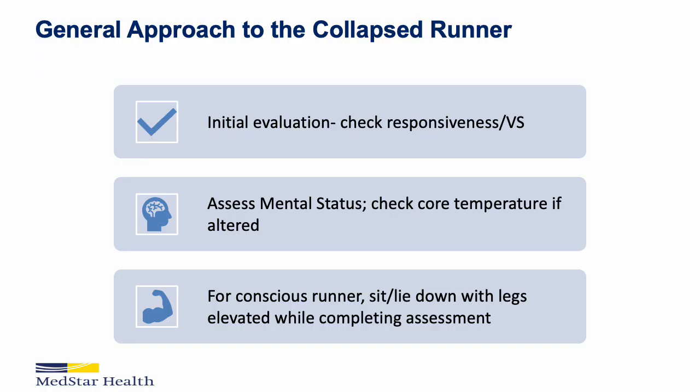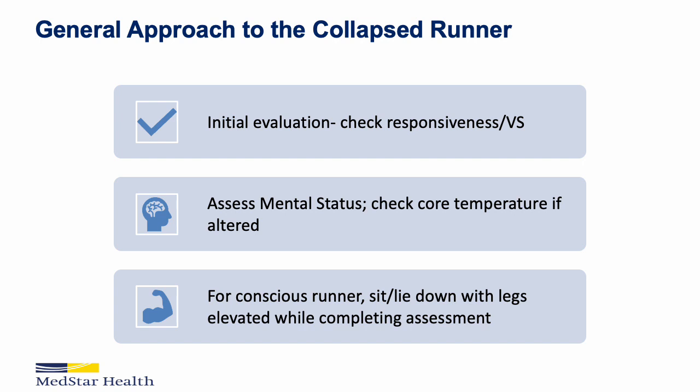It's important to know that when we approach the collapsed runner or collapsed athlete at any event, there are a couple easy steps to remember. The first thing we do is the initial evaluation. We're going to check responsiveness and evaluate vital signs. The first thing is making sure that our athlete has a pulse, right? We do a quick pulse check.